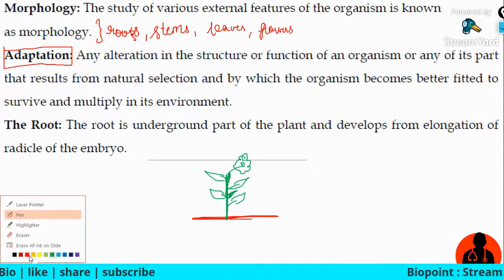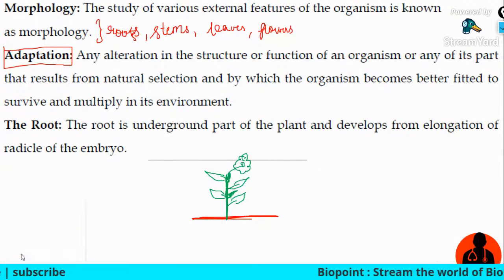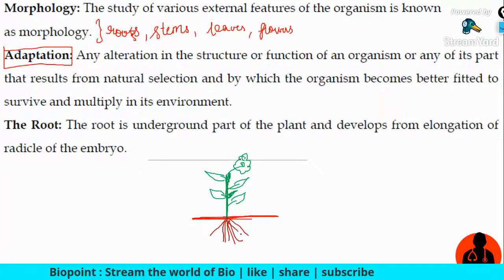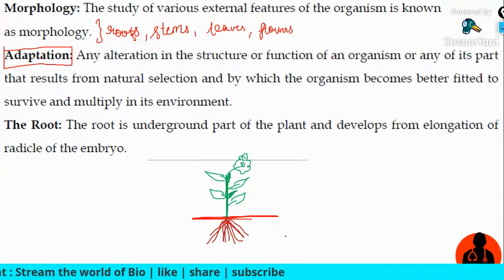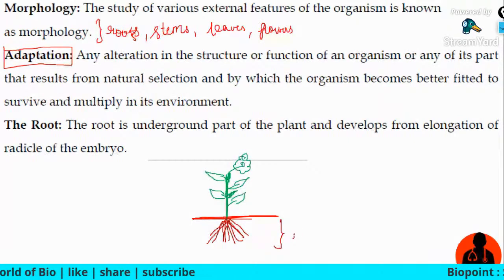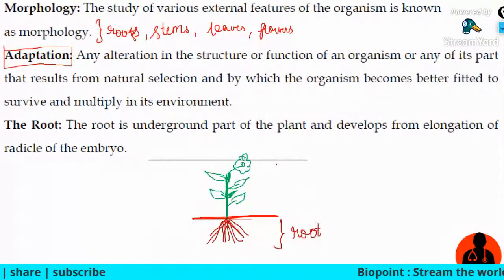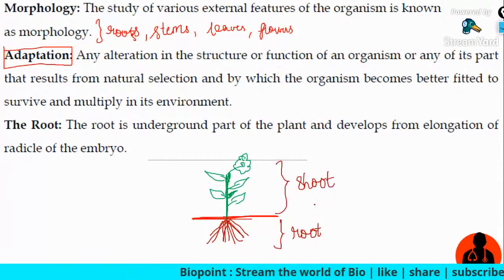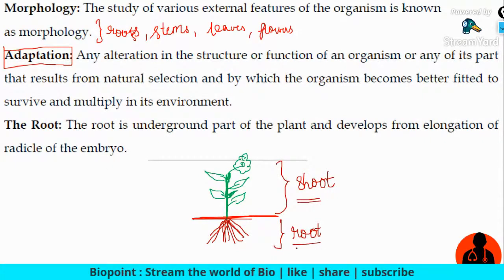At the same time, in the lower part of the soil, you will have certain fibrous structures. The underground structure, you will call the root system, and the upper part you will call the shoot system. Okay, so upper is the shoot system, lower is the root system.